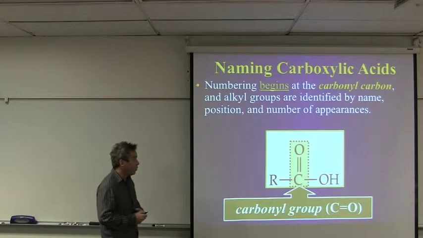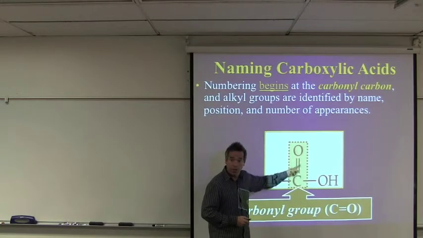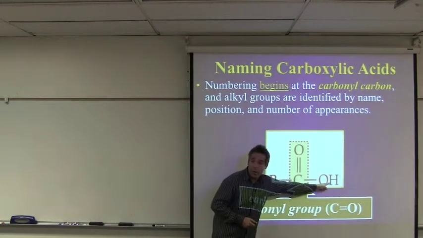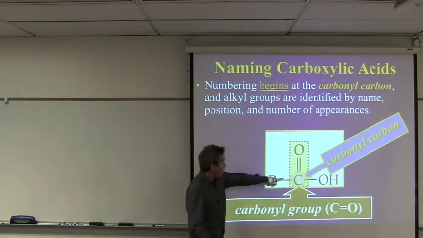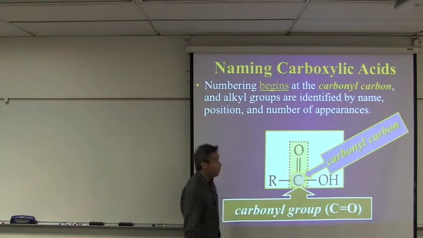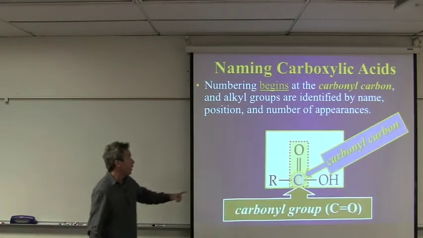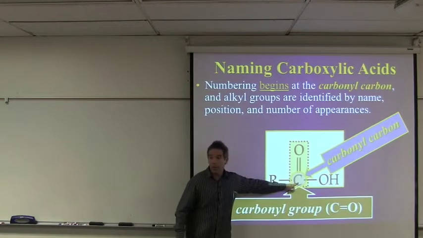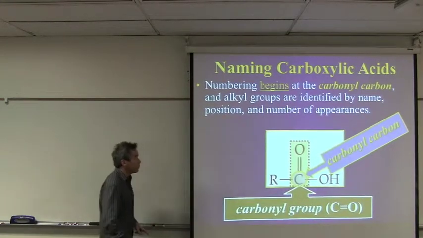The carboxyl group is composed of a carbonyl group, C double bonded to oxygen, and a hydroxyl group, an OH. We call this carbon the carbonyl carbon because that's the carbon that's double bonded to the oxygen in the carbonyl group. When we number the parent chain, the carbonyl carbon is always carbon number 1. So it would be carbon 1, 2, 3, etc.